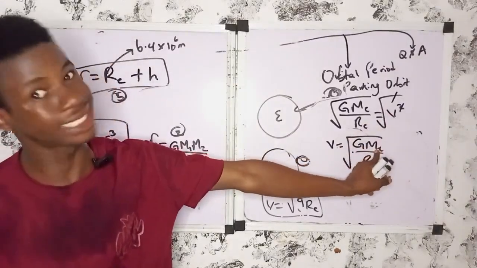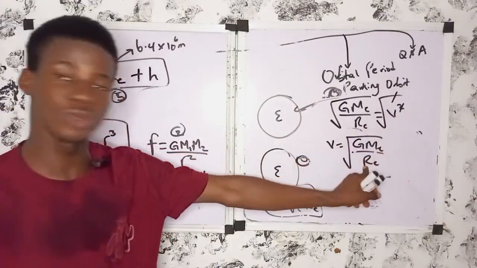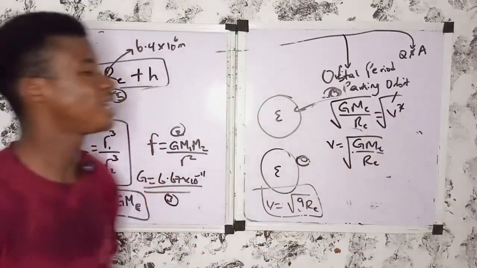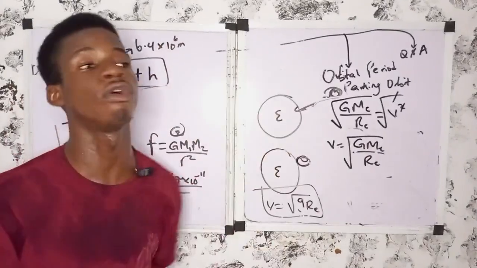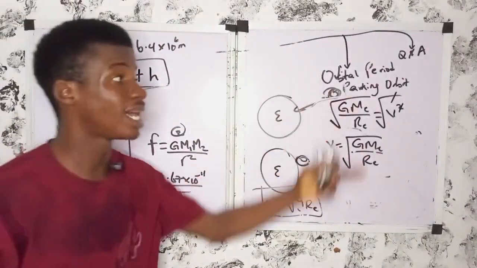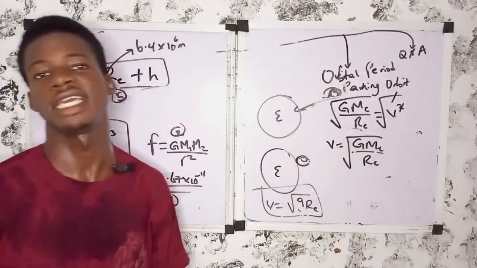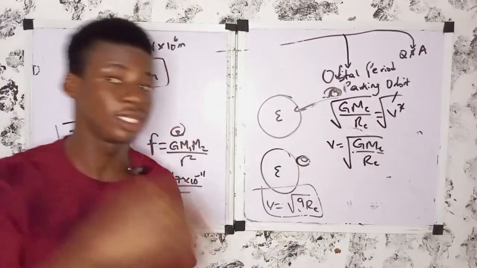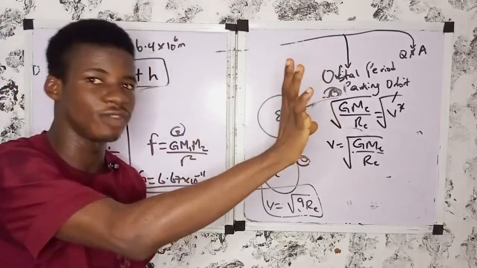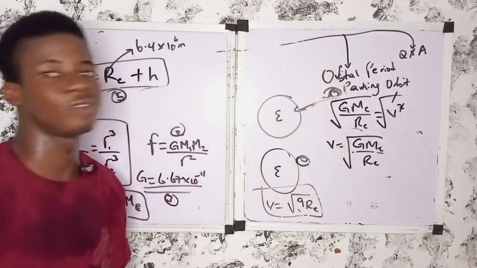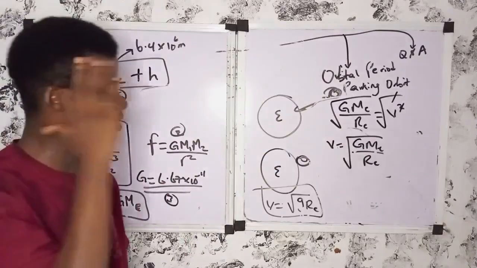The mass of the Earth is approximately 6 times 10 to the power 24 kg. Then you know the radius of the Earth. So yes, you can use any of these formulas to calculate orbital velocity. Remember, it depends on whether the satellite is at an altitude away from the Earth or at the surface of the Earth. So that is just it.